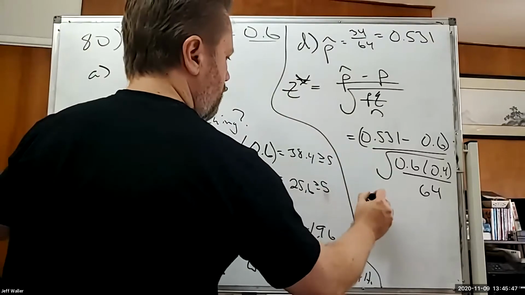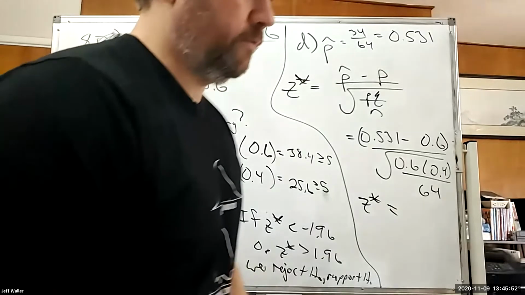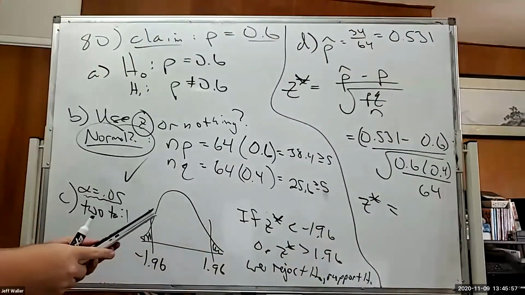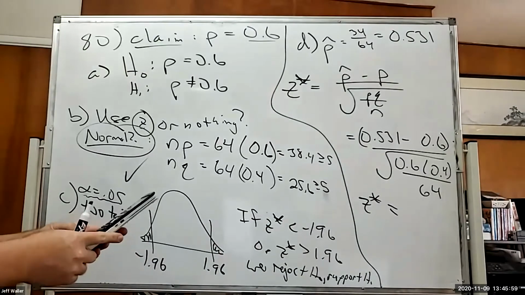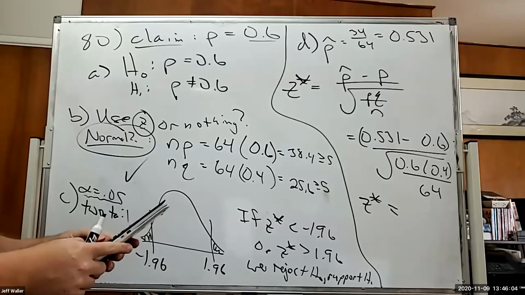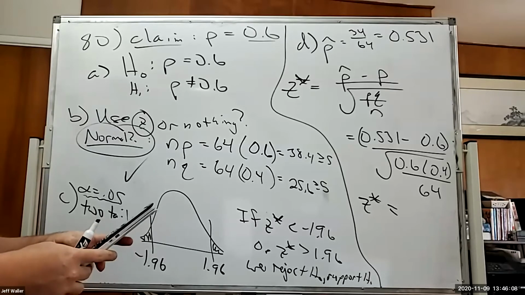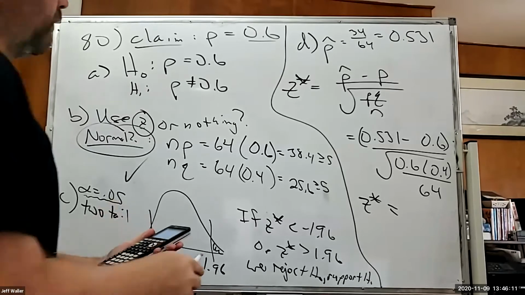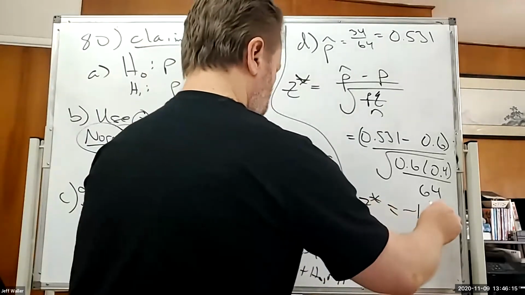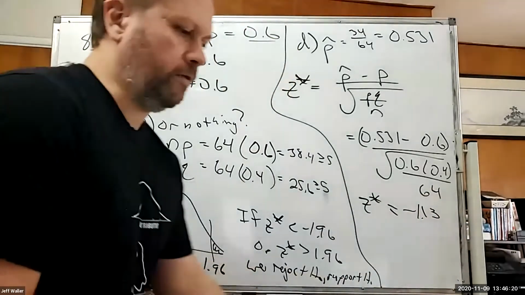So Z star, let's see. Where's my calculator? There you are. All right, I get something. Anybody got it? Negative 1.13. Yeah, that's what I got.